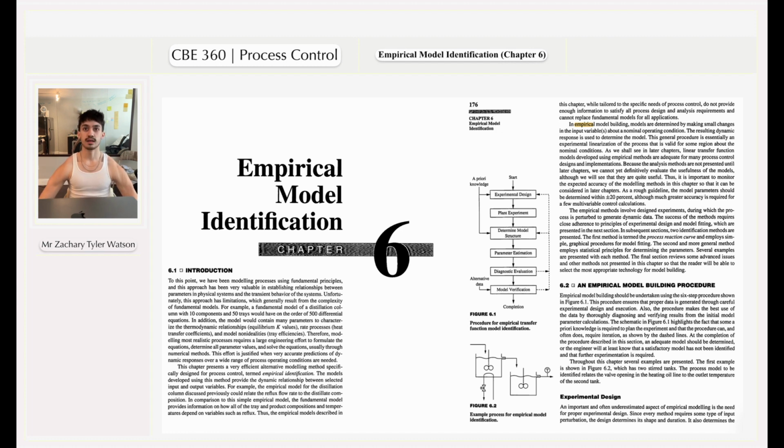The schematic in figure 6.1 highlights the fact that some a priori knowledge is required to plan the experiment and that the procedure can and often does require iteration, as shown by the dashed lines.